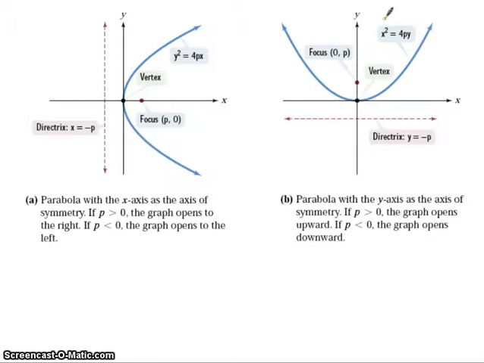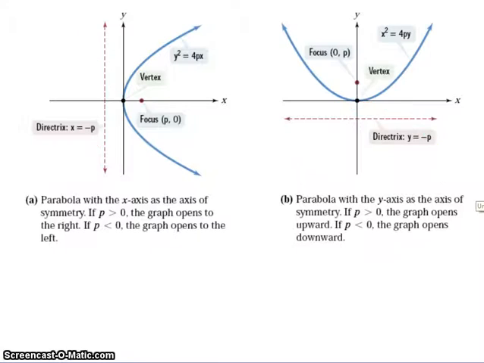A couple other things. If the p-value is positive, then the parabola is going to face towards the positive x direction. Also, if the p-value is positive, it will face towards the positive y direction. If the p-value is negative, however, the parabola will face towards the negative x direction. And if it's a parabola with the x squared, then you're going to see a parabola that faces towards the negative y direction if the p-value is negative.